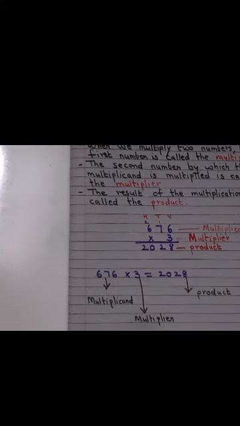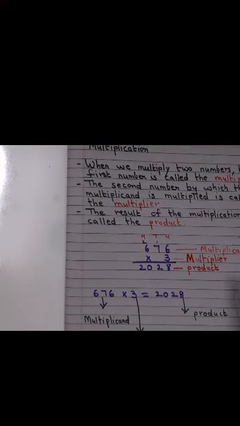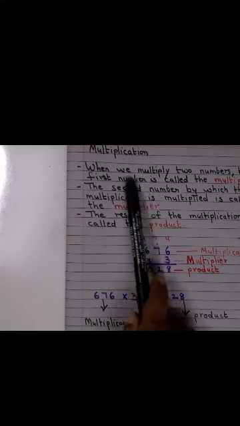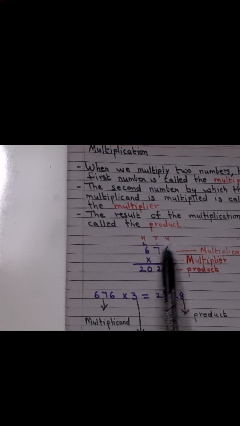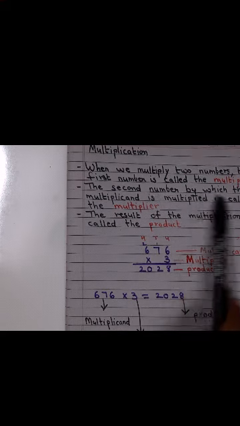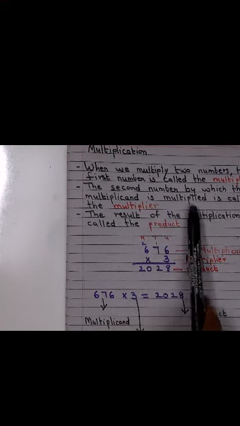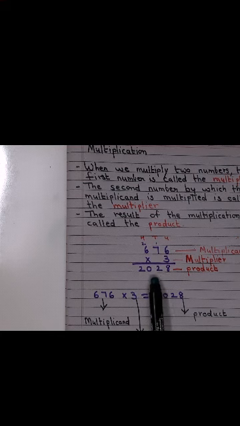Now take for example children this 3-digit number. Now what did we say? Look at the first one. When we multiply two numbers, the first number is called the multiplicand. So this first number, 676, is your multiplicand. The second number by which the multiplicand is multiplied is called the multiplier. So this second number, 3, becomes your multiplier. And the result of the multiplication is called your product.